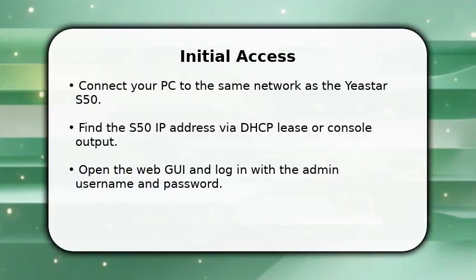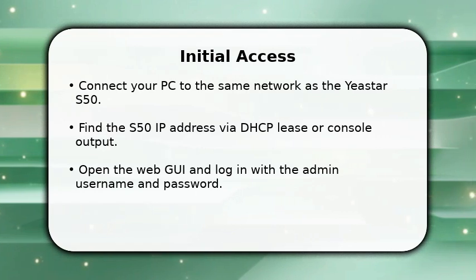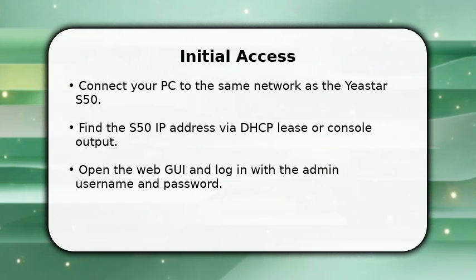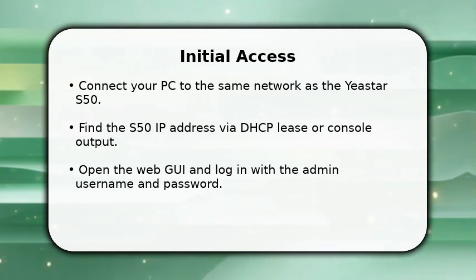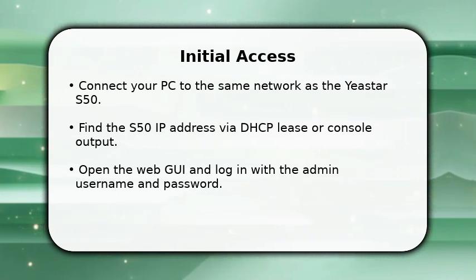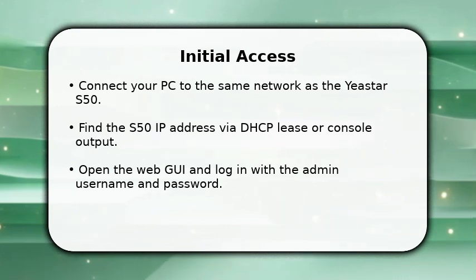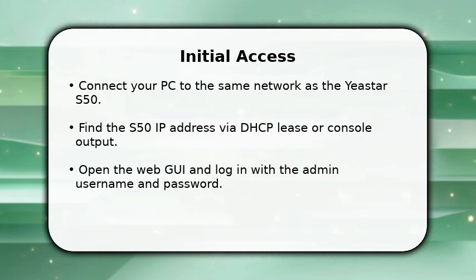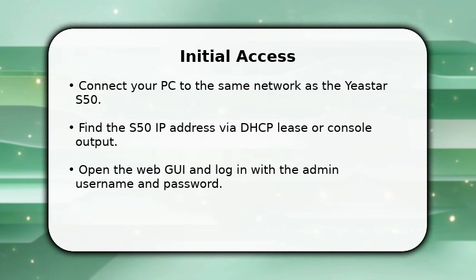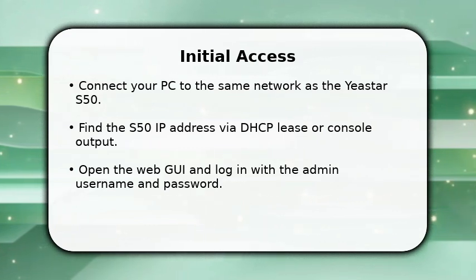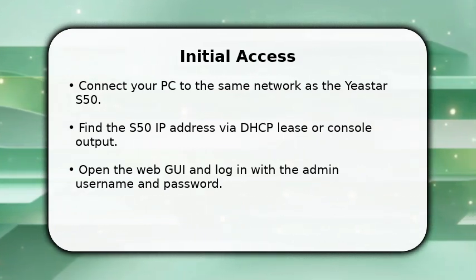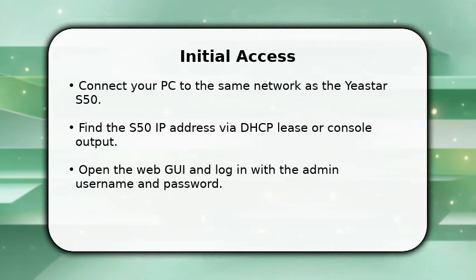In this video, I will explain how to configure Yeastar S50. Start by connecting your PC to the same network, then discover the S50 IP from DHCP or console. Open the web GUI in your browser and log in using the default admin credentials. Change the admin password immediately, set a static IP if needed, and save settings. These first steps secure access and prepare the device for detailed configuration.